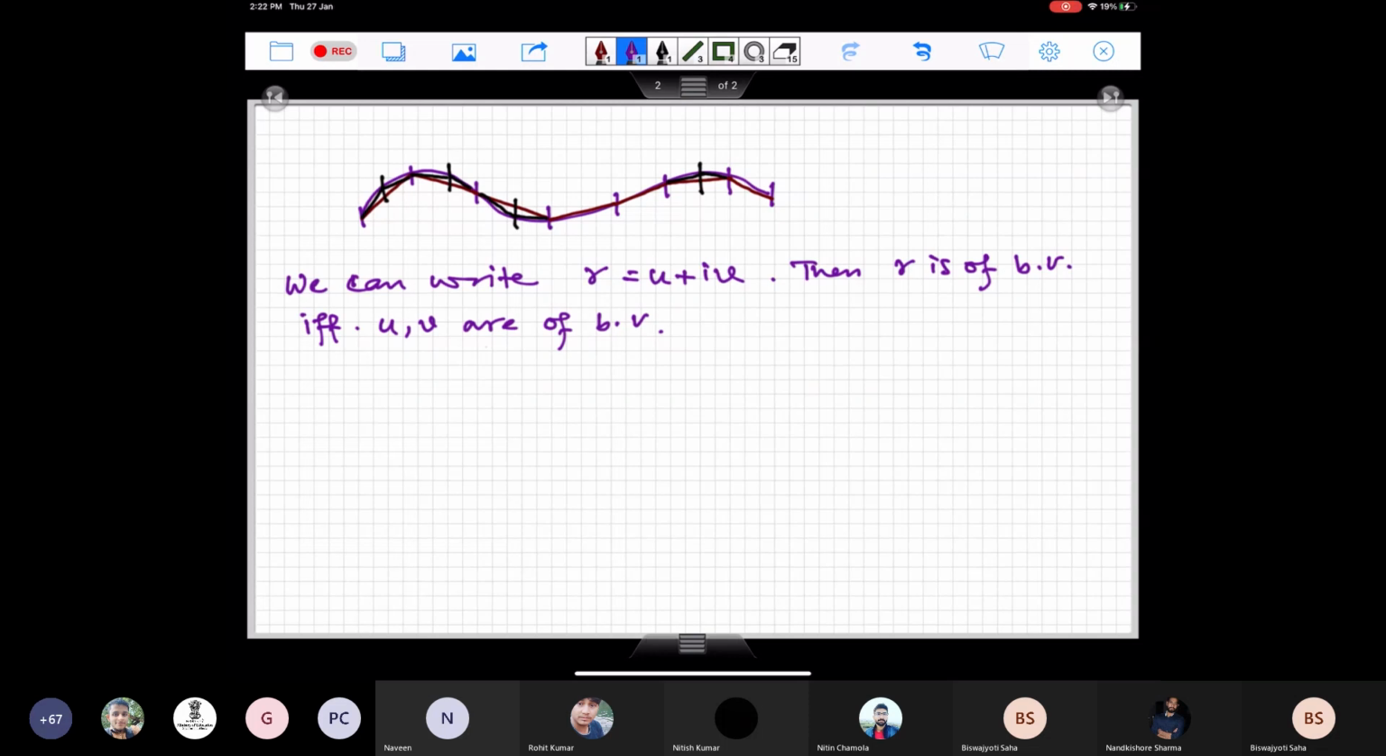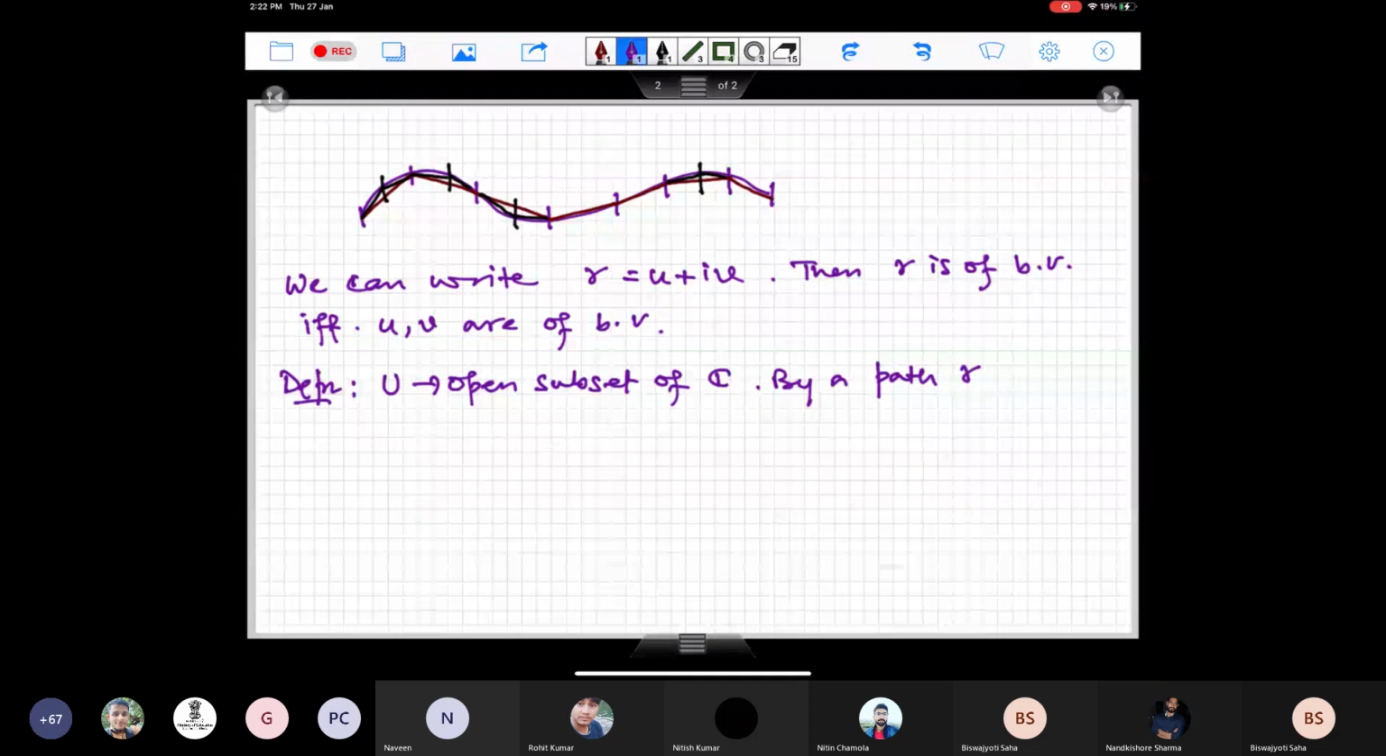And now let me tell you what a smooth curve or a piecewise smooth curve is. Because many times we are going to work with piecewise smooth or smooth curves. Okay, so generally, let me give a definition. U is an open subset of C, and by a path gamma in U we mean, as I said, a continuous function.